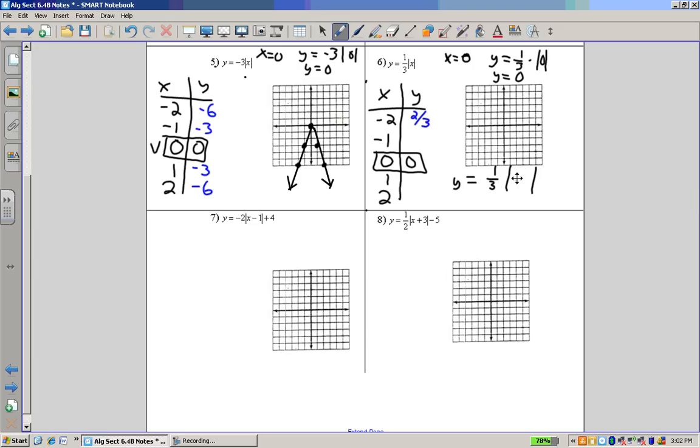Okay, let's plug in negative 1. The absolute value of negative 1 is 1 because it's 1 unit away from 0 on the number line. 1 times anything is itself, identity property of multiplication. So we get negative 1, 1/3. Okay, let's plug in 1. y equals 1/3 times the absolute value of 1, which is 1. y equals 1/3 times 1, which is 1/3.